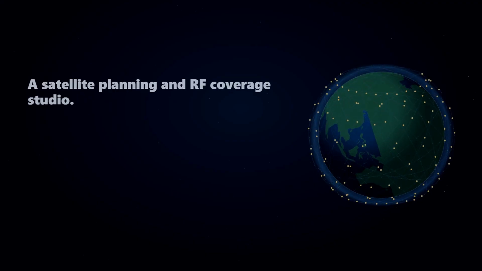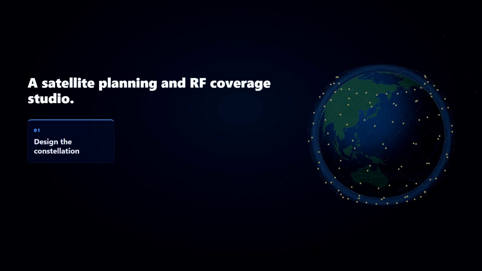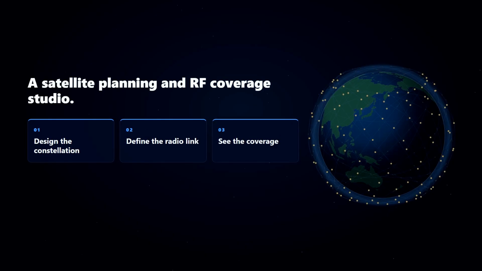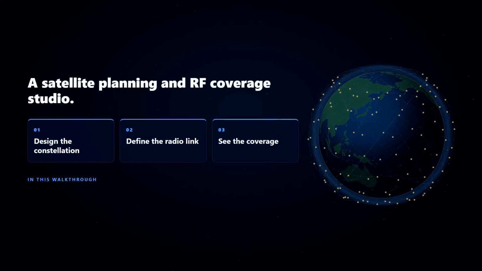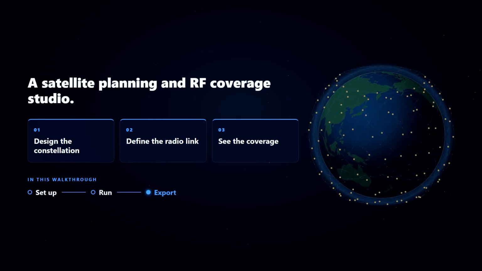NetSim Astra is a satellite planning and radio frequency coverage studio. It lets you design a satellite constellation, define the radio link, and see the coverage that results on a real three-dimensional globe. This walkthrough shows how a coverage analysis is set up, run, and exported.